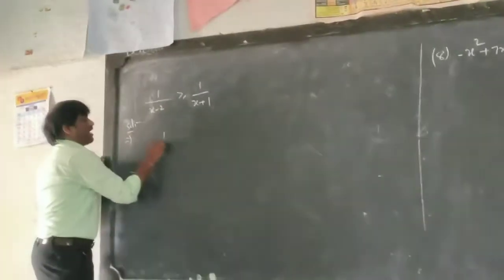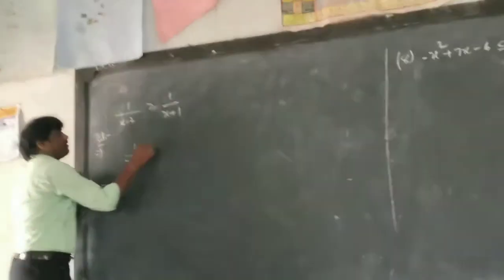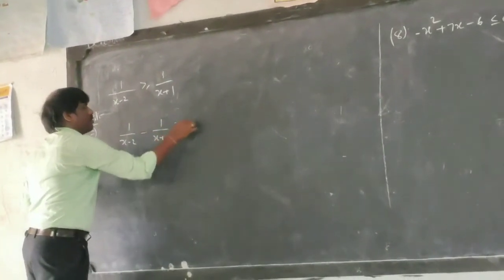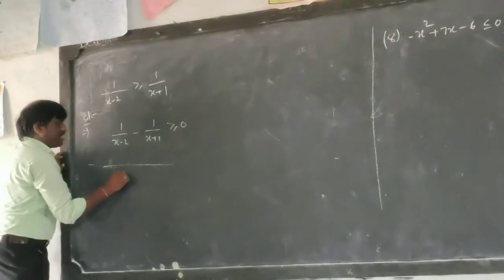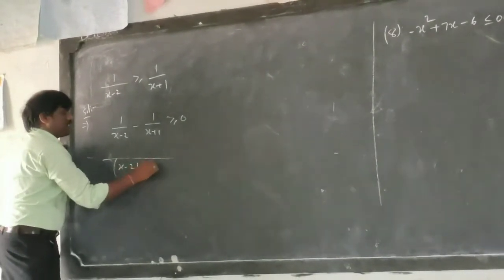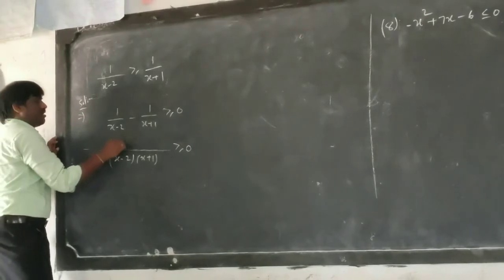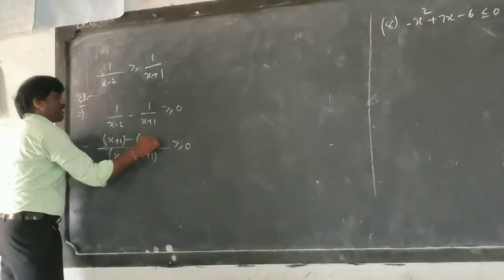Question: 1 upon x minus 2, and on this side minus 1 upon x plus 1, greater than or equal to 0. Let us take the LCM. x minus 2 into x plus 1 is the LCM. Greater than or equal to 0. To the LCM here, x plus 1 minus of x minus 2.